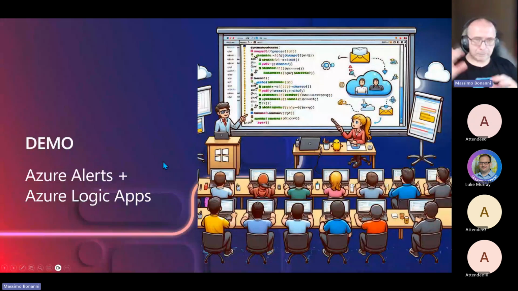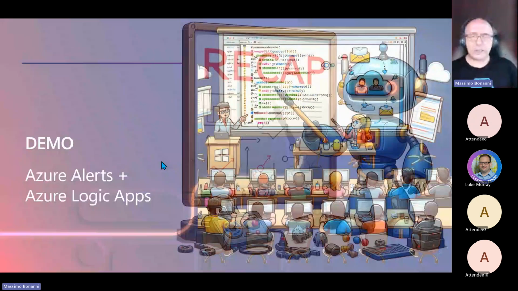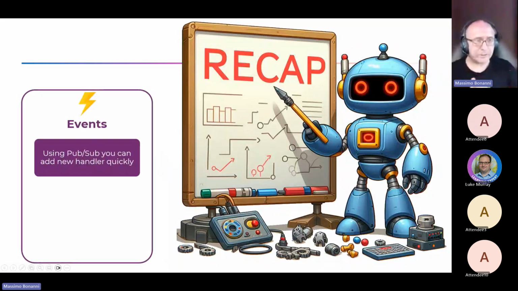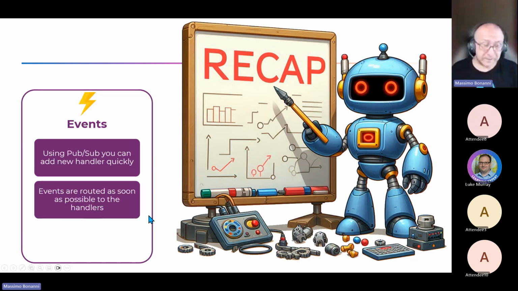Just to recap the 2 sessions, we talk about the events. The advantage of the events at the PubSub approach: I remind you that you can add the subscription to a topic in the Event Grid, and you can add a new subscription without touching anything in place. So it's easy to add a handler.